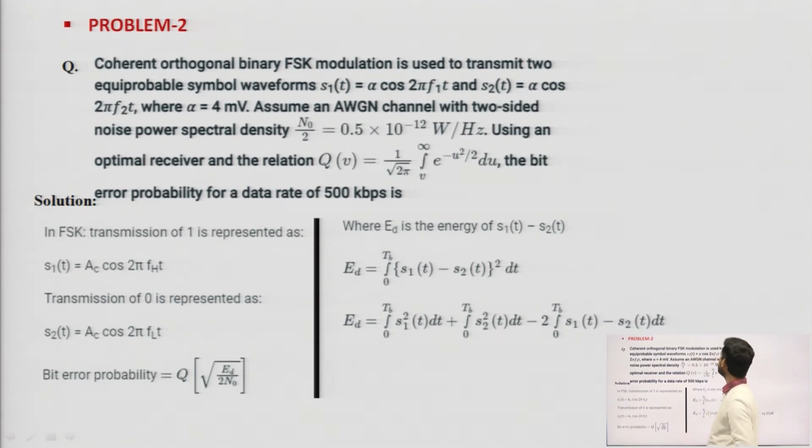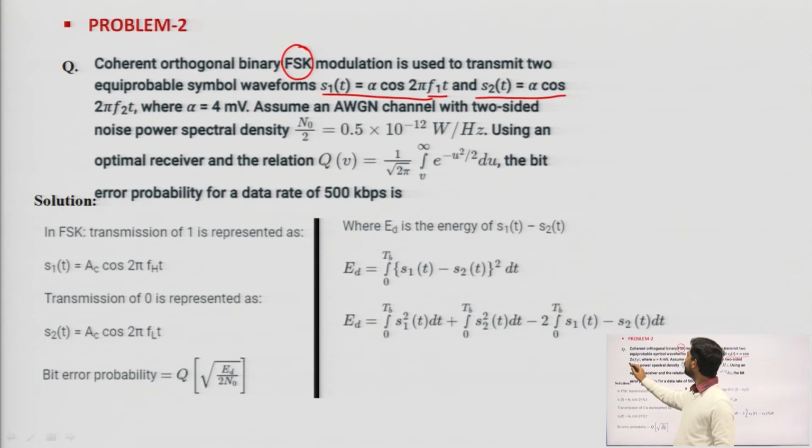Similarly, the second example is based on FSK. The question is: coherent orthogonal binary FSK modulation is used to transmit two equiprobable symbol waveforms, that is S1(t) equal to alpha times cos 2 pi f1 t, and S2(t) equal to alpha times cos 2 pi f2 t. You can see that f1 and f2, both frequencies, are different. That's why this is also known as an FSK scheme.